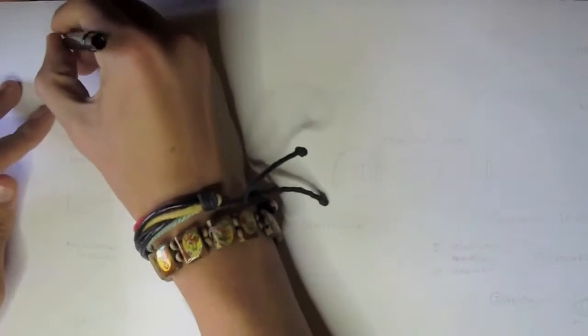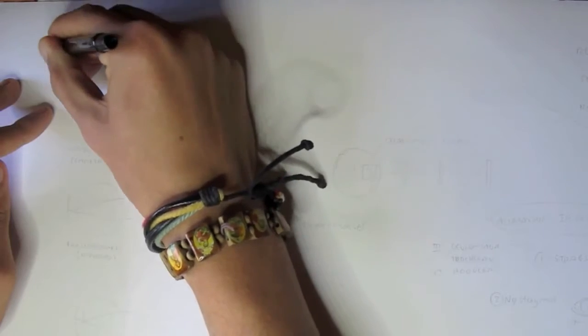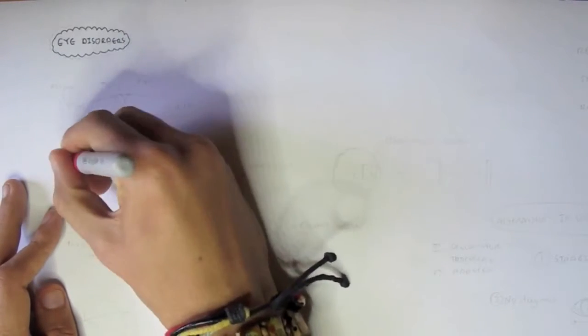This video is on eye disorders and various eye conditions and diseases. I'll first like to begin by showing you how normal vision works, also known as emmetropia.